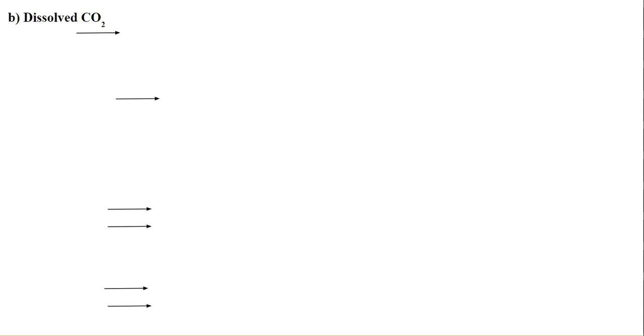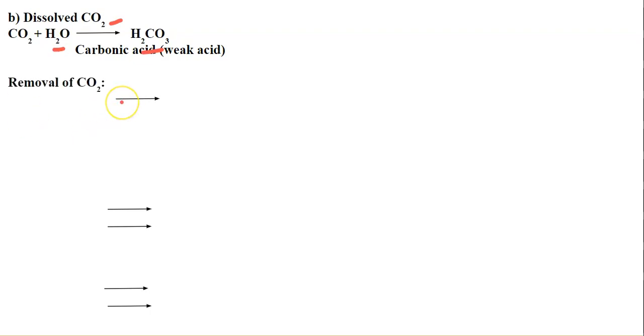Another reason for corrosion of boiler metal can be presence of dissolved gas like carbon dioxide. So if carbon dioxide is present in water, it will react with water to form H2CO3, which is carbonic acid, and it is a weak acid. So we know metals undergo corrosion in presence of acidic or basic medium. So since carbonic acid is a weak acid, it will lead to slow corrosion of the boiler metal.